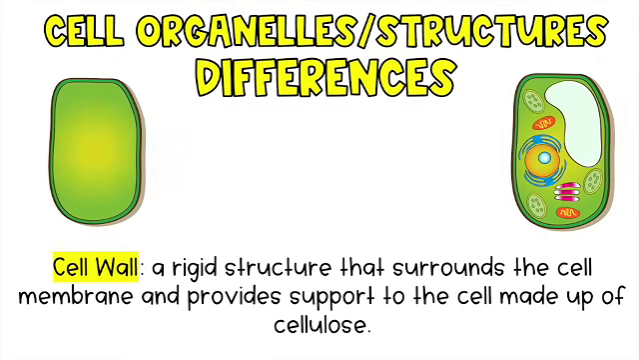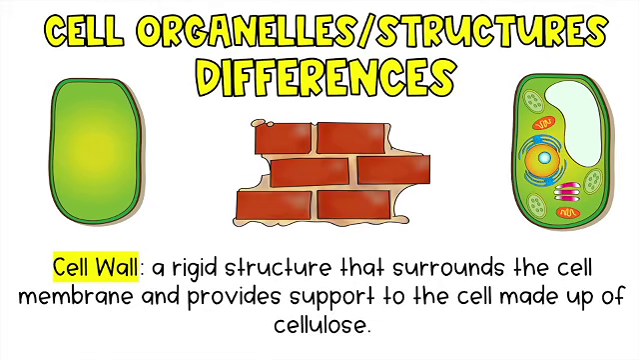In our plant cells, we have a cell wall, and it's a rigid structure that surrounds the cell membrane and provides support to the cell, and it's made up of cellulose. This is like a brick wall for your plant cells.